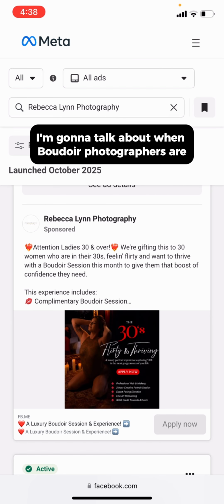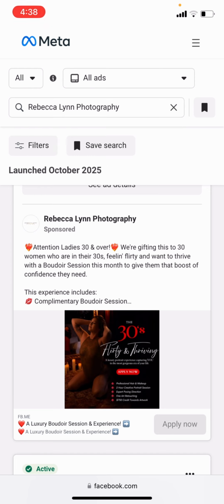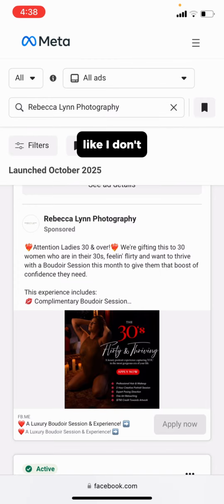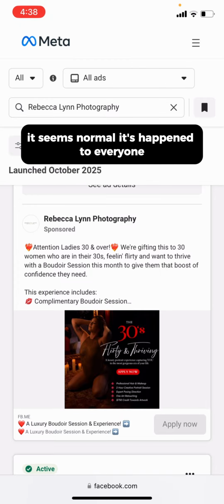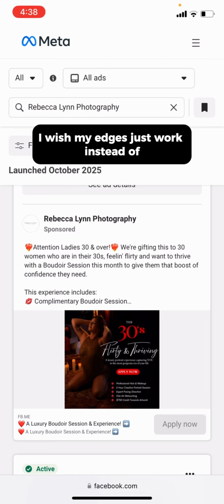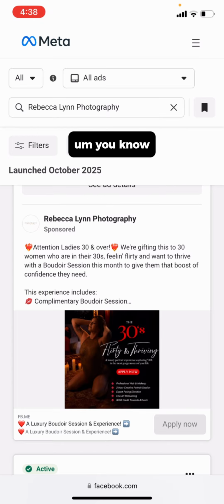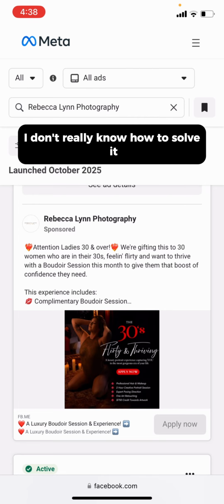But when boudoir photographers are running their own ads, this thing keeps happening over and over. They're feeling kind of desperate. It seems normal, it's happened to everyone, but I don't really know how to fix it. I wish my ads would just work instead of doing worse and worse over time. They're feeling desperate and don't really know how to solve it.